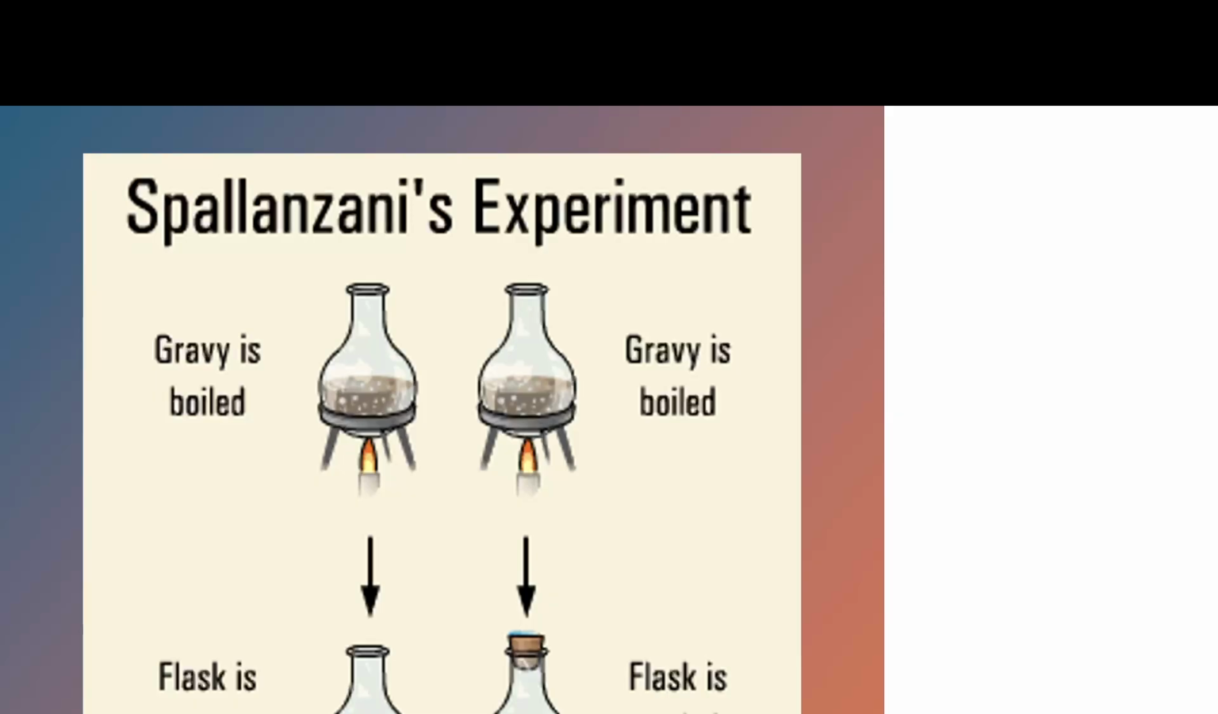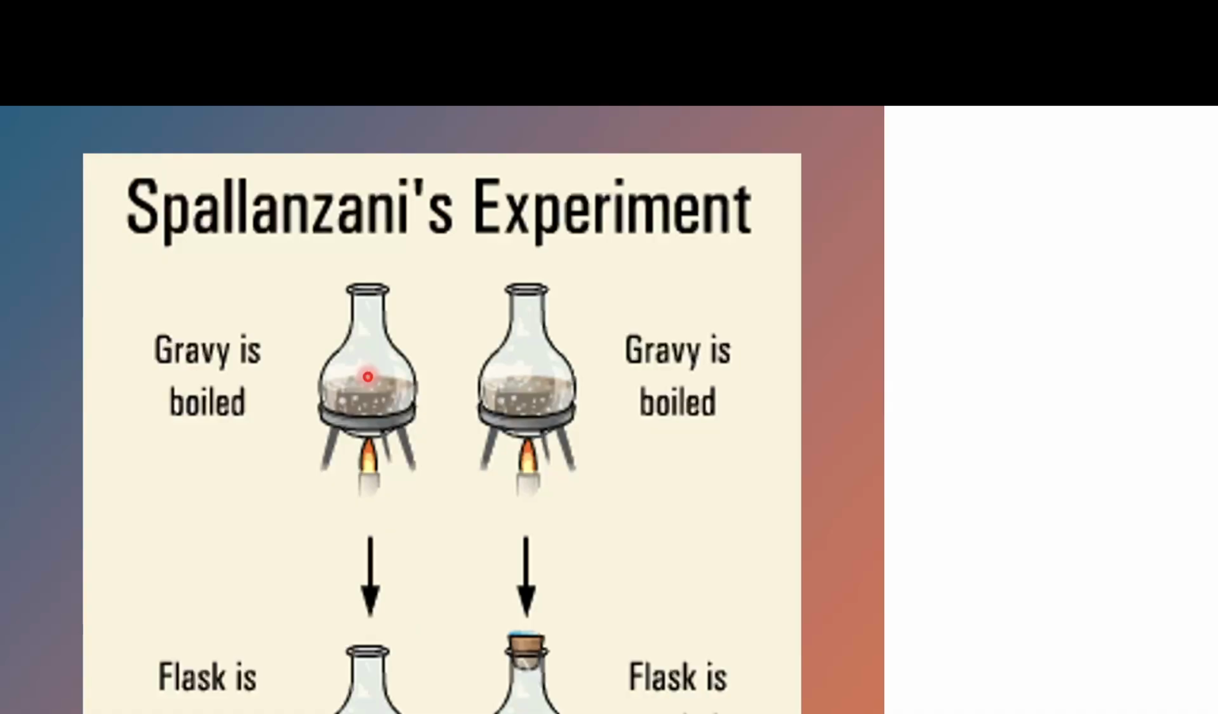Now the second experiment is Spallanzani's experiment. What did Spallanzani do? Spallanzani is an Italian scientist, Lazzaro Spallanzani. He did a modification of Francesco Redi's experiment. He used a gravy broth. Gravy broth contains meat and all the non-living mixture, just like a curry gravy, right? So he boiled the gravy. Whatever organisms were there in the gravy are dead because of the high heat.